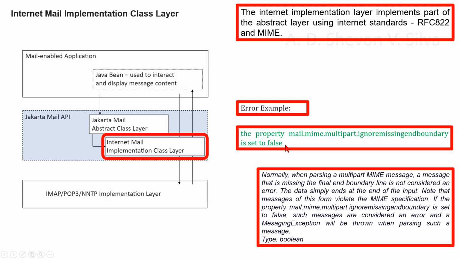If the property mail.mime.multipart.ignoremissingendboundary is set to false, such messages are considered an error, and a MessagingException will be thrown when parsing such a message. The type of the property mail.mime.multipart.ignoremissingendboundary is Boolean.